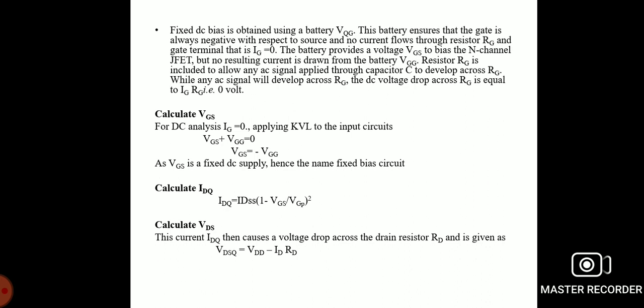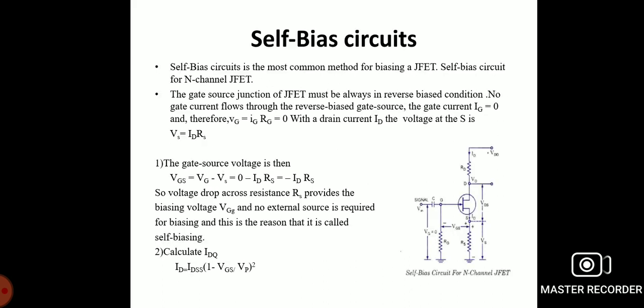Now we can move to the self bias circuit of the JFET configurations. In the self-biased circuit, the drain current is almost constant. That is a common method for biasing a JFET. In the self-biased circuit for an N-channel JFET, the gate source junction of the JFET must always be in reverse bias condition. So no gate current flows through the reverse biased gate source.